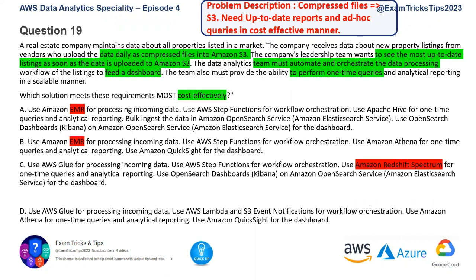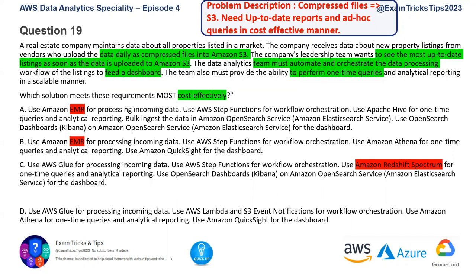So problem-wise, what are we dealing with here? We have compressed files. They are being copied to S3, and we need up-to-date reports and ad hoc queries to be run in a cost-effective manner. By up-to-date, it means when the data is uploaded to S3, we would like that record to be available as part of the analytics reporting. And for one-time queries, we want better performance as well. Now, we are already using S3 here.